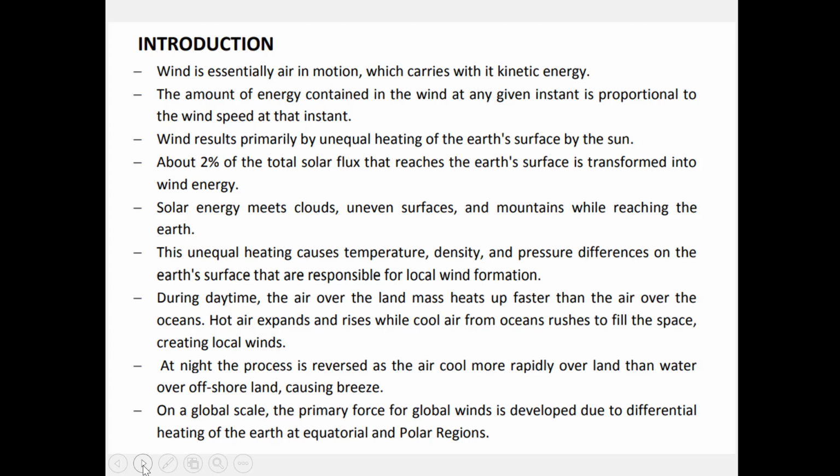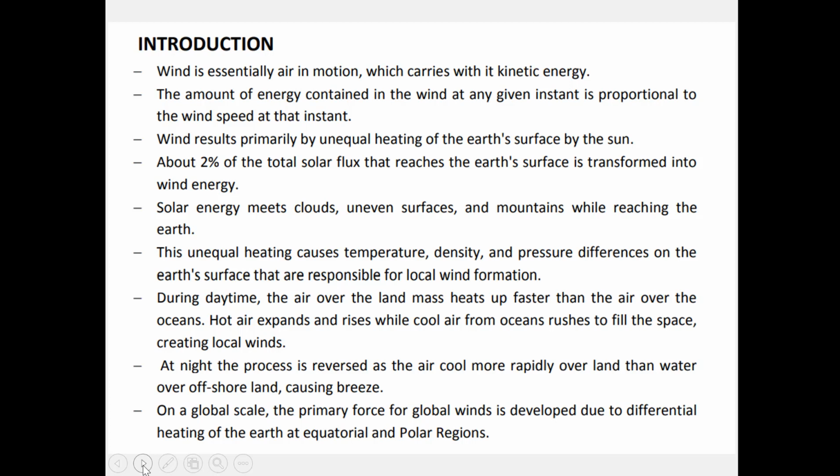During daytime, the air over the land mass heats up faster than the air over the ocean. Hot air expands and rises while cool air from the ocean rushes to fill the space, creating local wind. At night, the process is reversed. The air cools more rapidly over the land than over water, causing an offshore breeze.